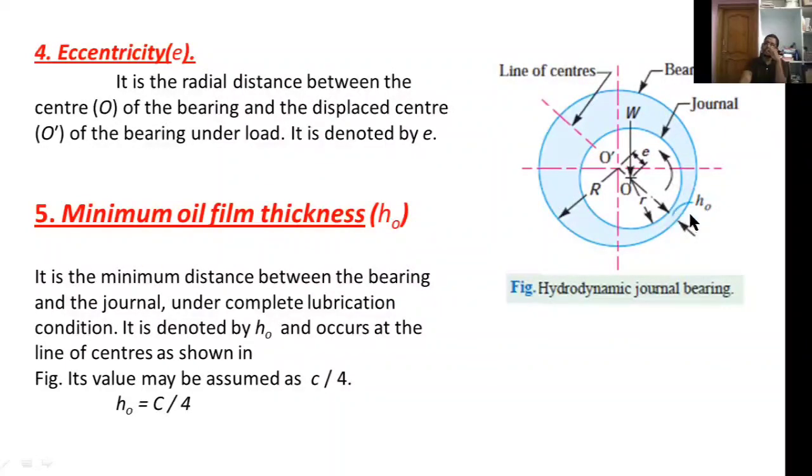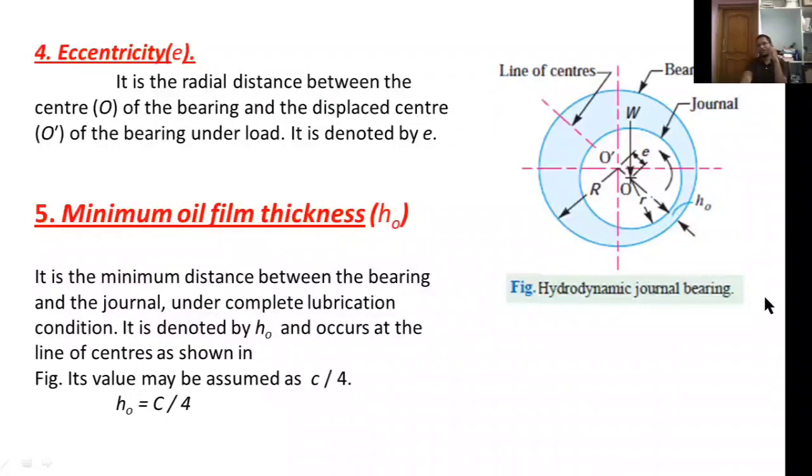It is indicated by the symbol H naught. Minimum oil film thickness H naught is the minimum distance between the bearing and journal under complete lubrication condition. It is denoted by symbol H naught and occurs at the line of centers as shown in the figure. Its value may be assumed as C by 4.